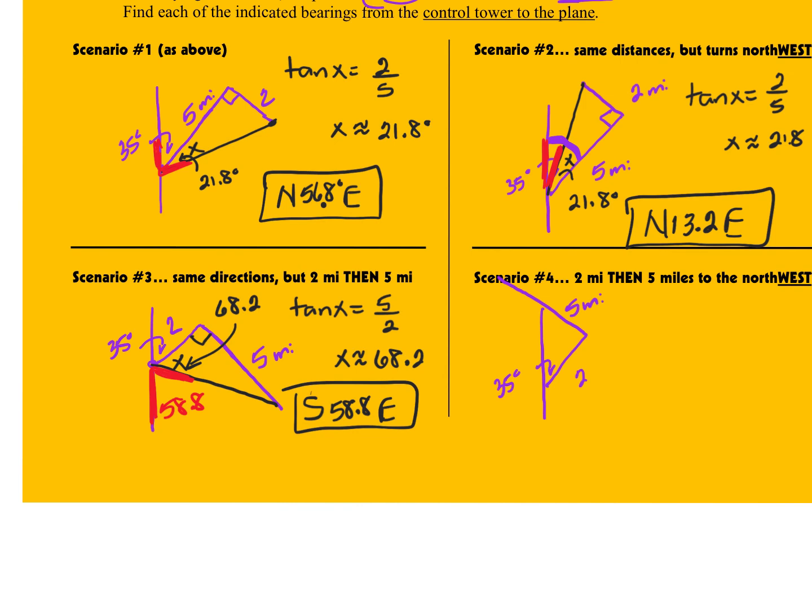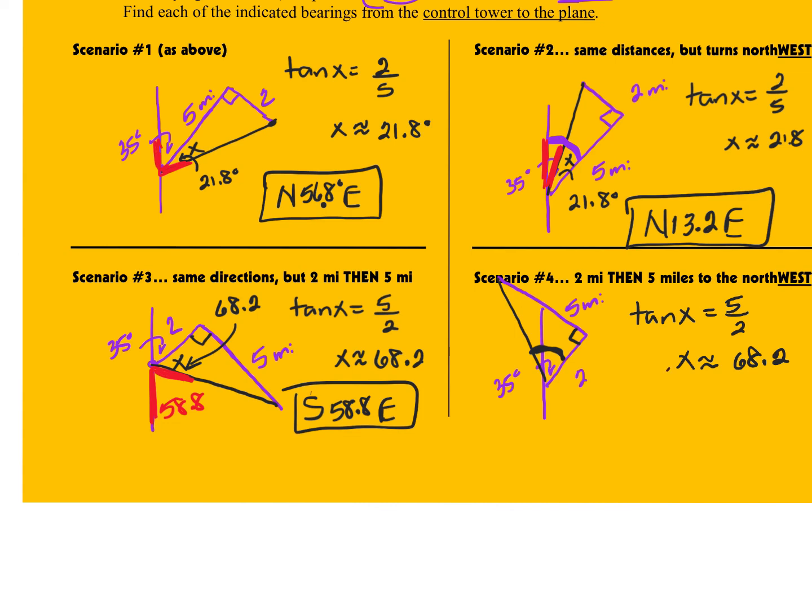So when I connect this, we are looking for this angle right here in the triangle. Put our right angle there. We're going to have our opposite over our adjacent. We just did this trigonometry. Tangent of x is 5 over 2. We already know that's going to be 68.2 from the last problem.